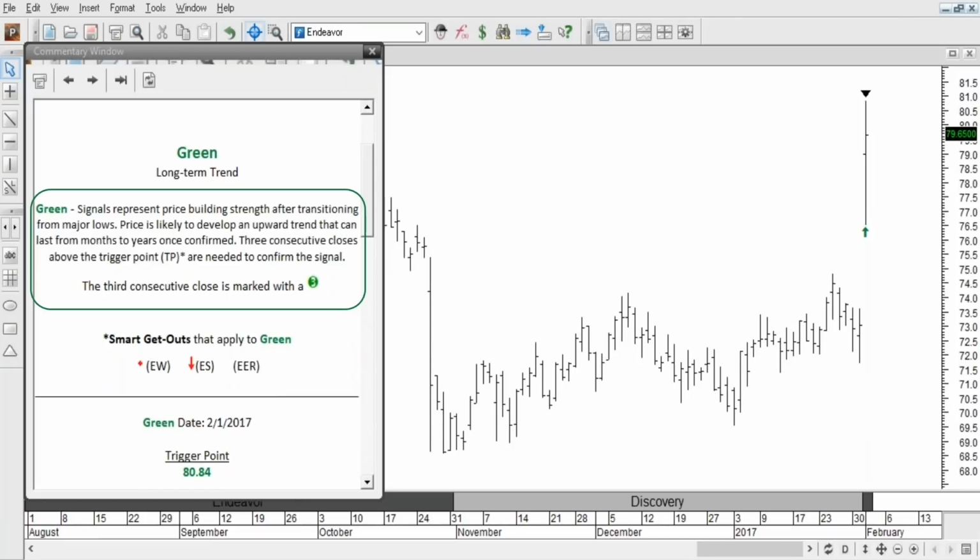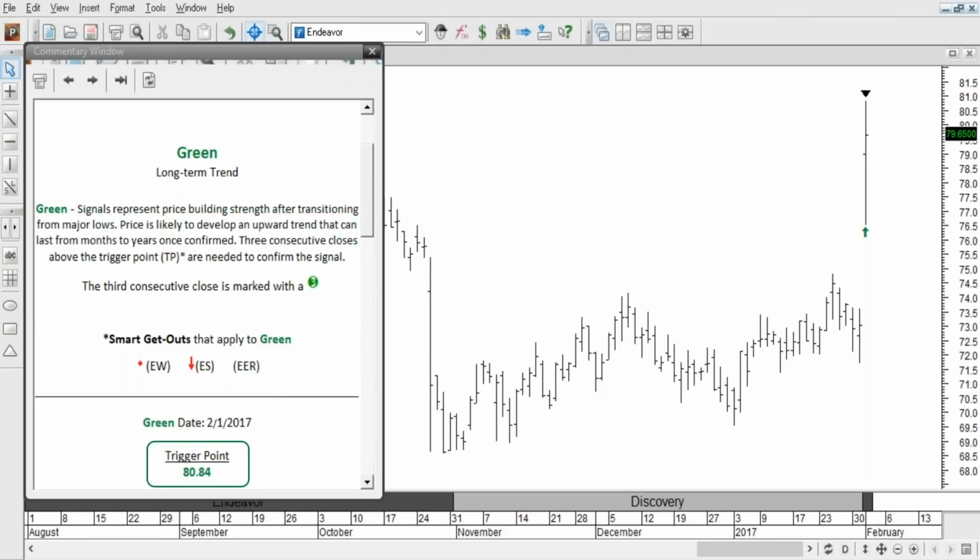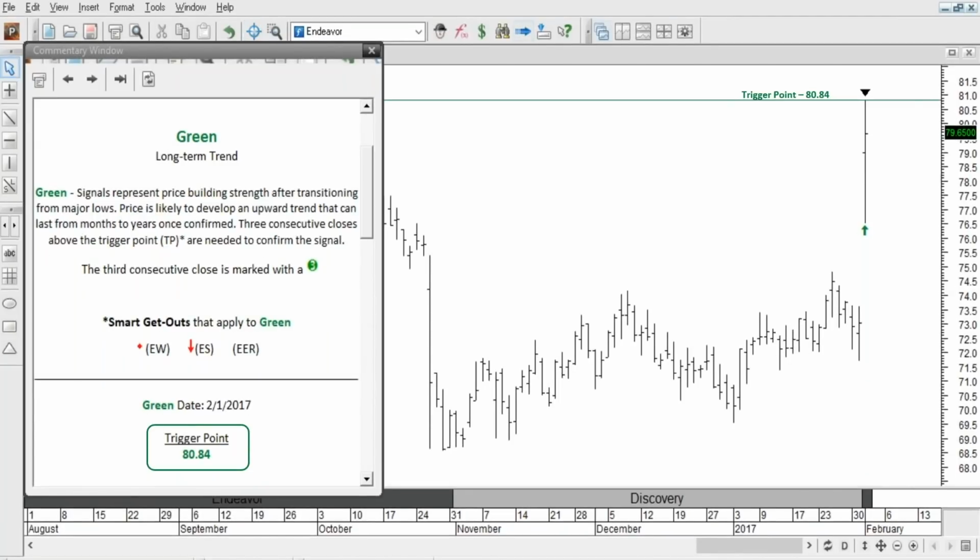Green signals are a little different than the rest. They need 3 consecutive closes above the trigger point to confirm the signal. You'll know that you're confirmed when you get the green 3 icon on the chart above the trigger point. The trigger point in this example is 8084, which I'll label on the chart here with a green line. Now, let's move forward in time and see if our signal gets confirmed.